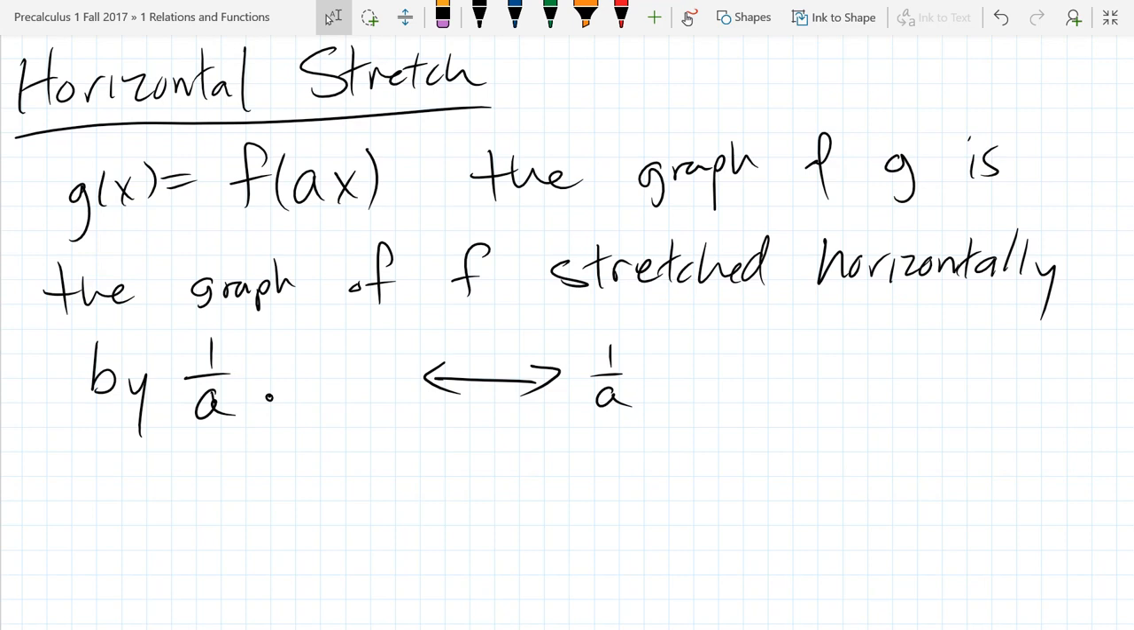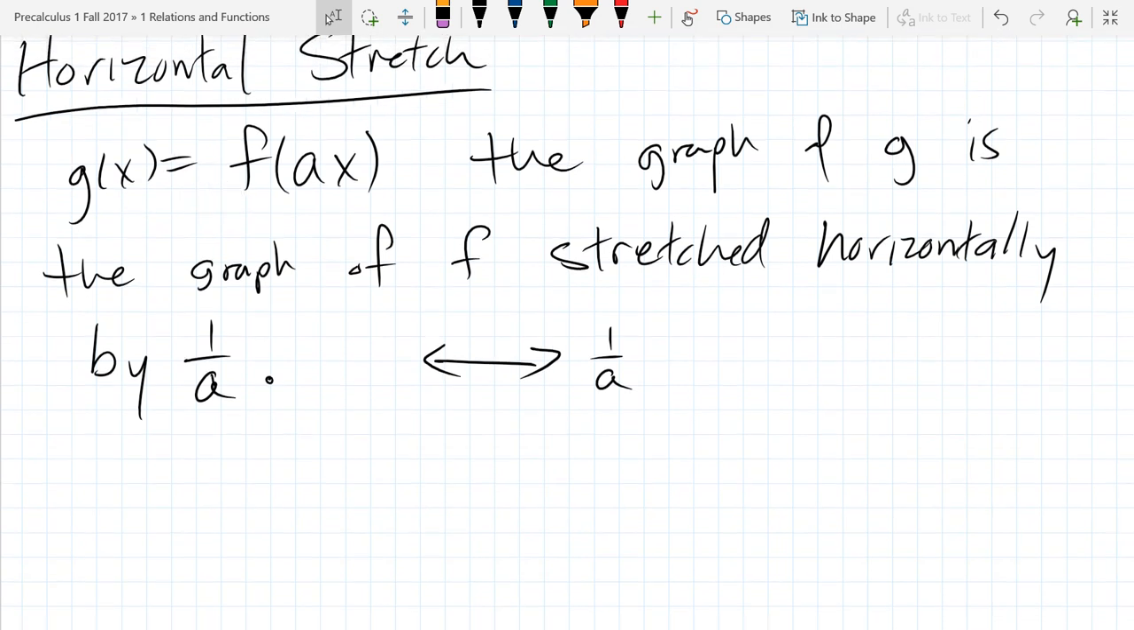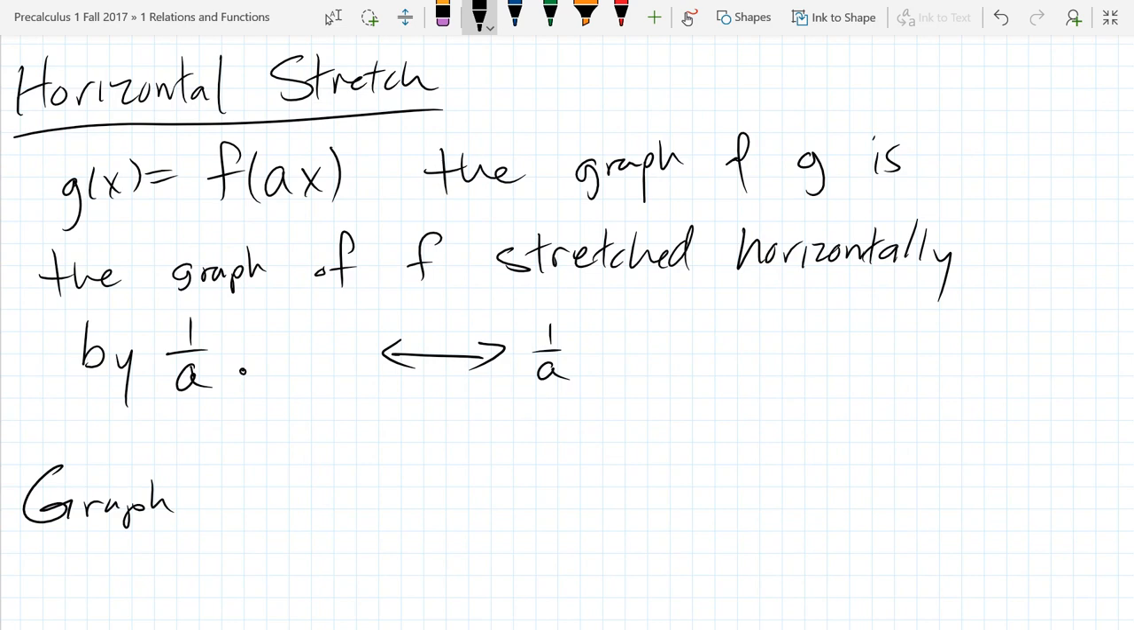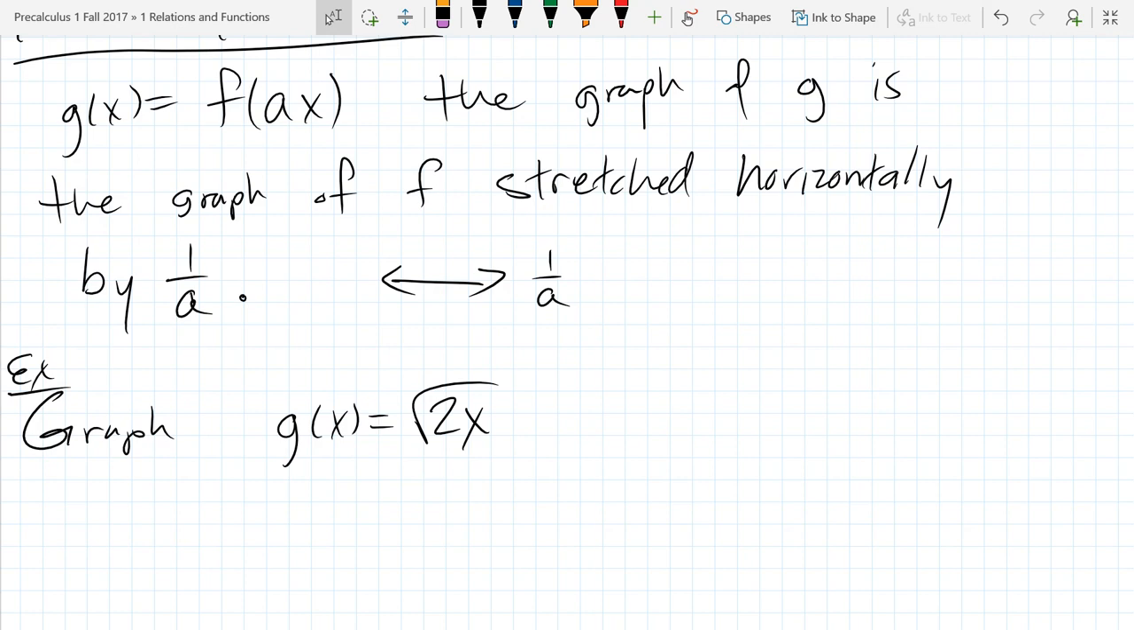And same thing, if a is negative, then you're going to end up flipping all of your negative x-coordinates to positive and positive to negative. So if this is negative, I'll have a reflection effect as well. So our first example with horizontal stretch. We're going to graph g of x equals square root 2x.